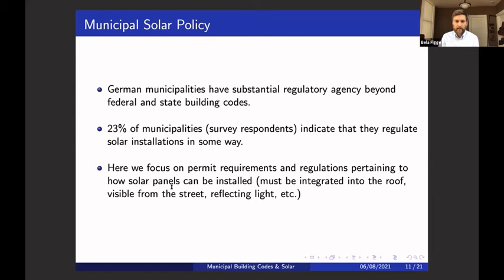And what I focus on here is permit requirements and regulations pertaining to how solar panels can be installed on rooftops. So typical examples of how municipalities regulate the installation of solar panels is by specifying that they must be integrated into the roof, that they must be visible, that they cannot be visible from the street, right? That they cannot reflect light on other buildings or the street. So things like that, it's really regulation to mitigate the impact that these solar panels may have on your neighbors or the overall aesthetics of the town.